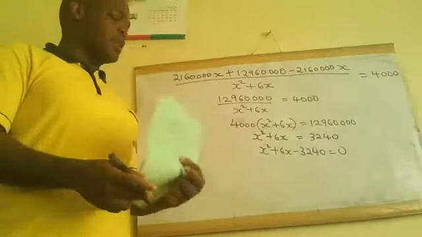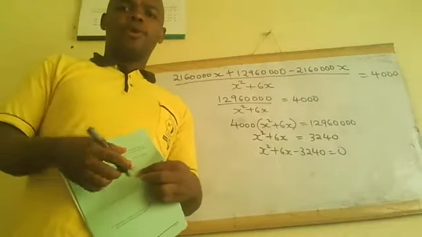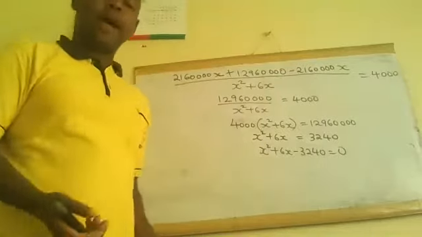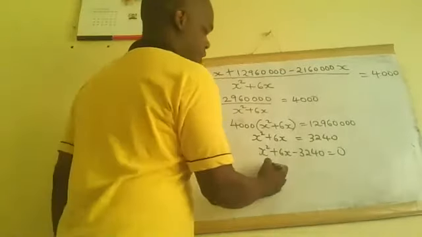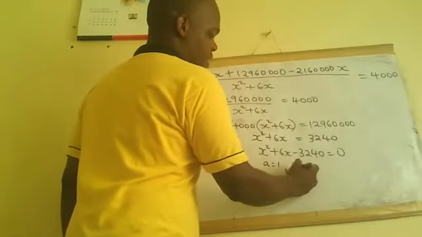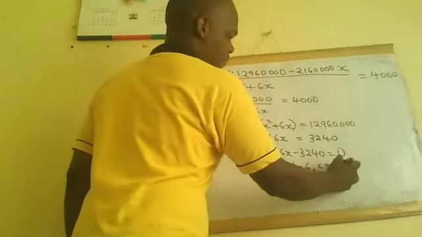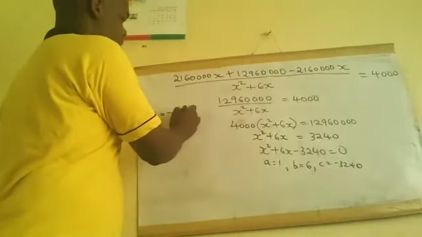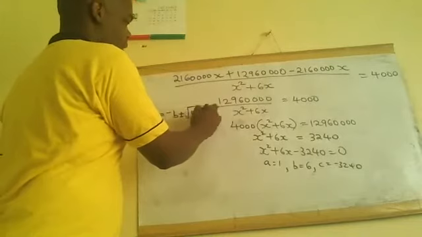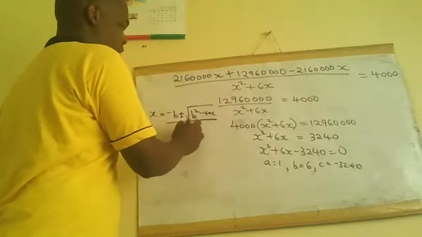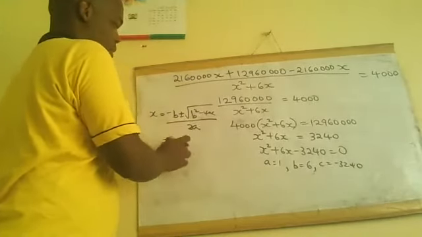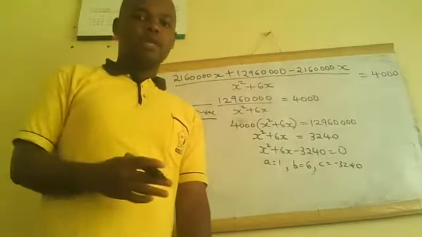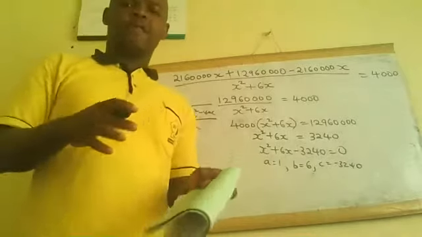So what I'm saying is, you can apply another formula. Like for instance, I can say, let me apply quadratic formula. If I apply quadratic formula, my a is 1, b is 6, c is negative 3240. Then I have x as negative b plus or minus square root of b squared minus 4ac, everything divided by 2a. I want you to use quadratic formula and tell me what you are getting as the value of x.